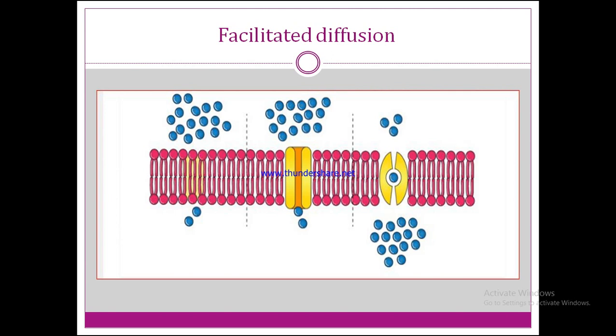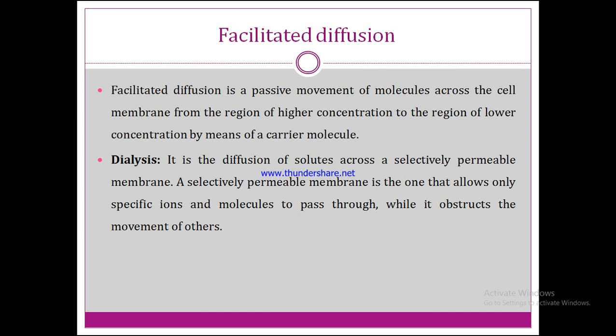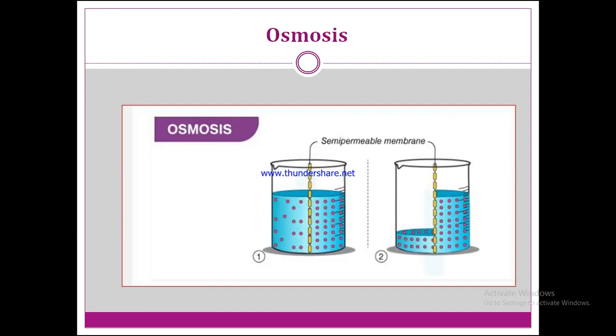In this diagram, facilitated diffusion is considered. Facilitated diffusion is a passive movement of molecules across the cell membrane from the region of higher concentration to the region of lower concentration by means of carrier molecules. The process of facilitated diffusion is carried out with the dialysis process.